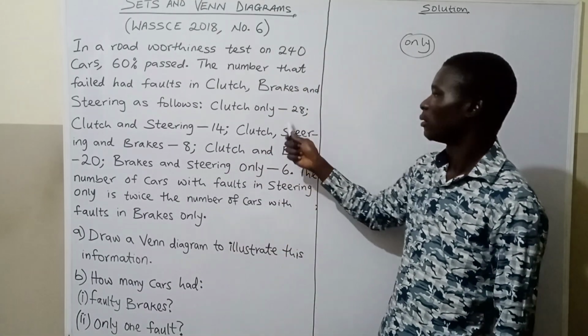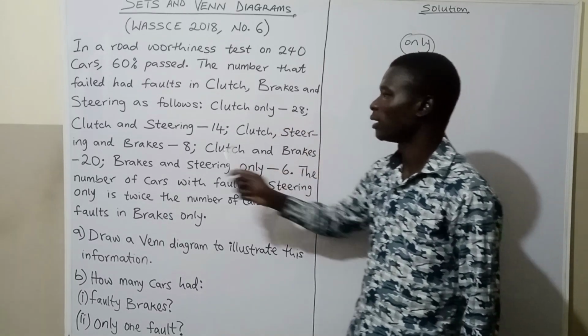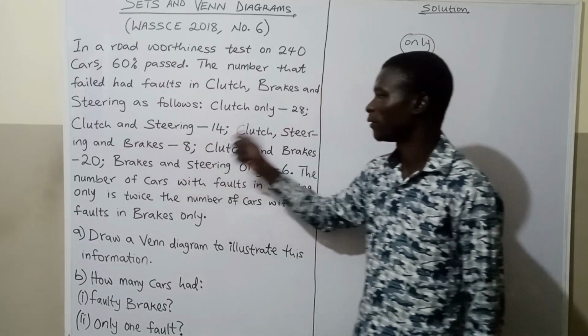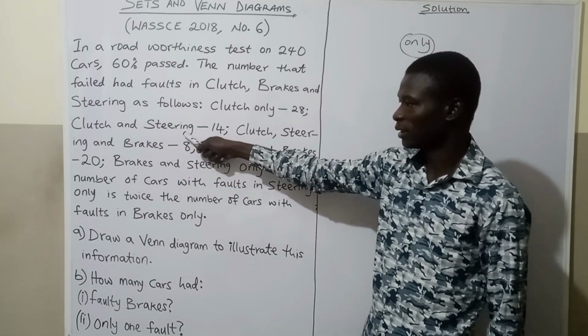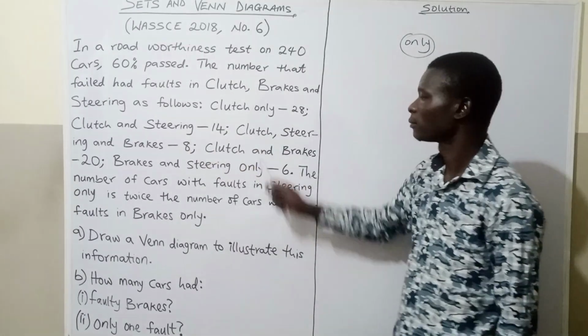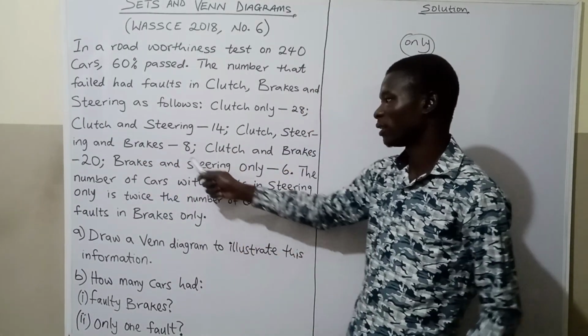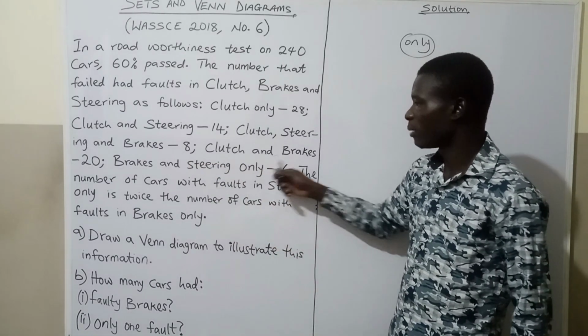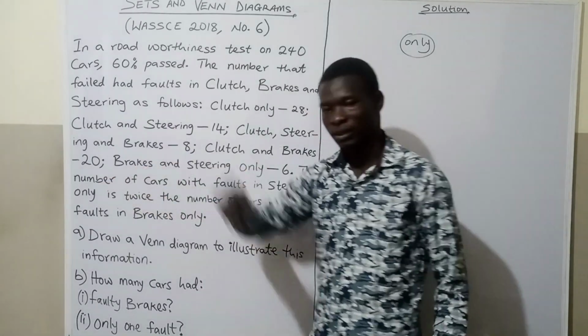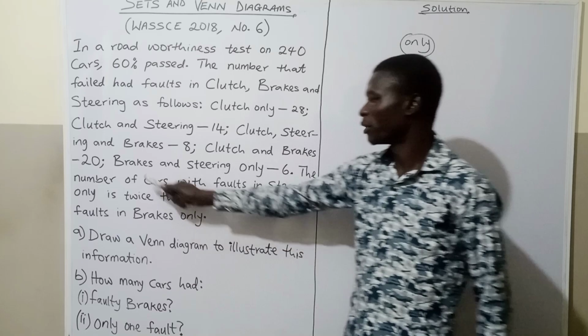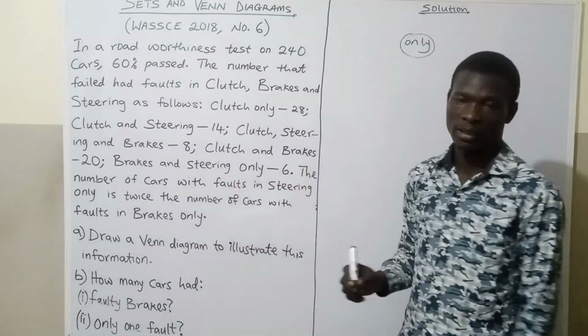Now, clutch only, there are 28 cars. Clutch and steering, there are 14 cars. You can see that there is no only in this case. Clutch, steering, and brakes, the one that combines the three of them, there are 8 cars. Clutch and brakes, there are 20 cars having fault in those two. Brakes and steering only, there are 6 cars.